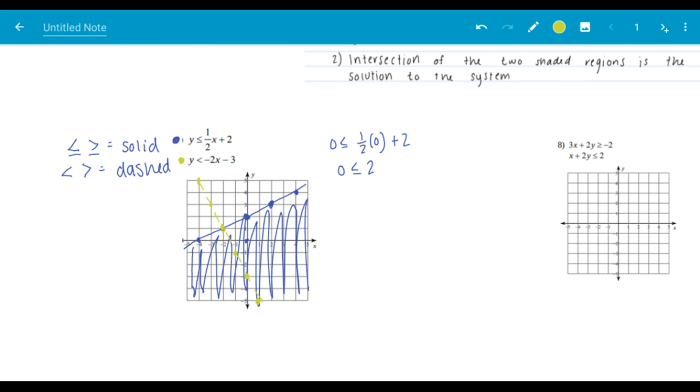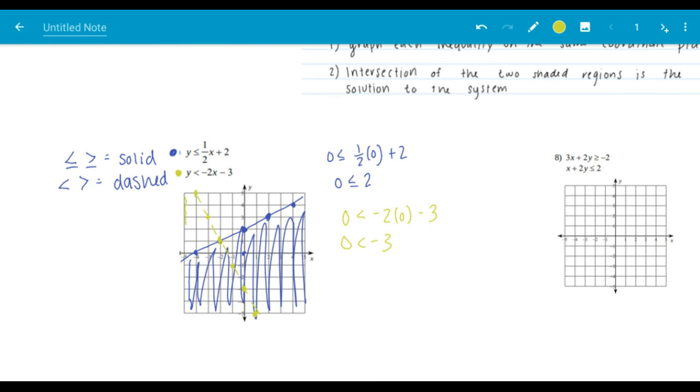And then we need y's that are less than, so we're going to shade under it, but we can do the origin point as well. So 0 is less than negative 2 times 0 minus 3. Well, that would be 0 is less than negative 3, which is not true. So the origin is not part of my solutions. So I'm going to shade over here. And so my solutions are where I have it doubly shaded.